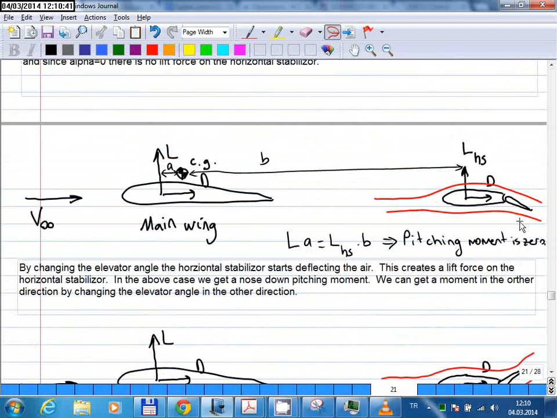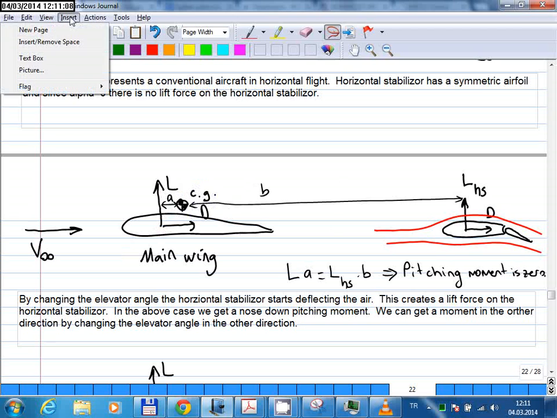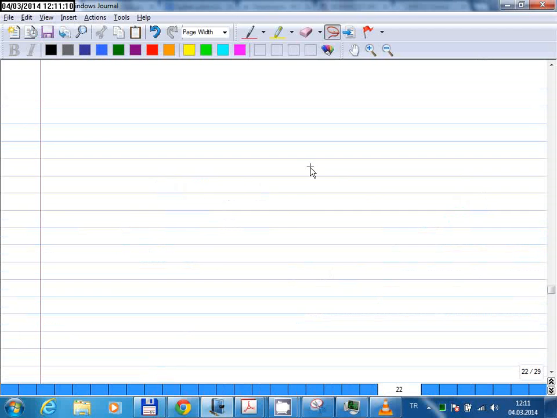Okay, so here I'm explaining why you need a horizontal stabilizer for a typical commercial aircraft. So this is your main wing, airfoil. This represents the center of gravity of the entire aircraft. And you have a lift force. So maybe I should make a new drawing instead of trying to explain on this one.